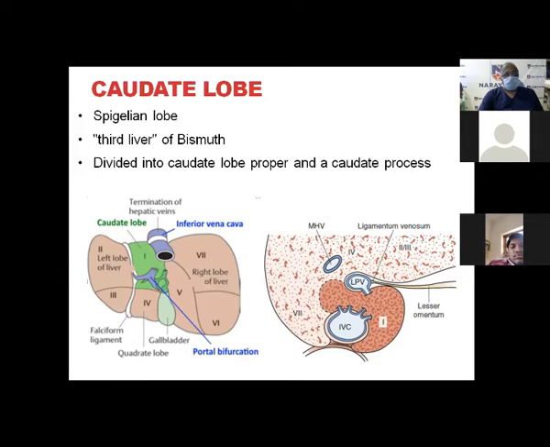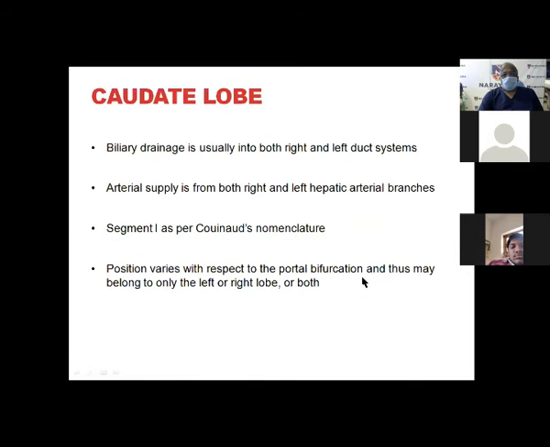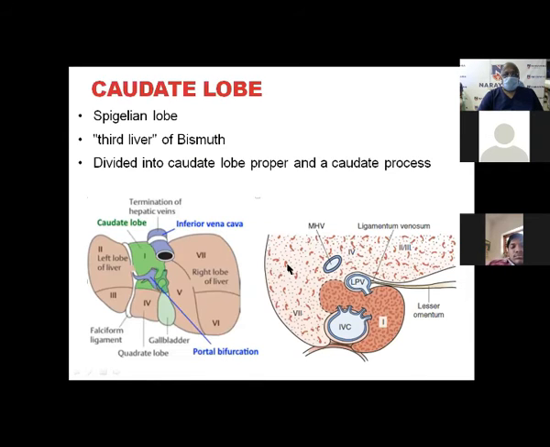The caudate lobe is otherwise known as the Spigelian lobe. Bismuth called it the third liver, divided into the caudate lobe and caudate process. This is the caudate lobe, this is the caudate process, and that is the left portal vein. This is the IVC, this is the middle hepatic vein. This segment 4 is just anterior to it, superior to it, and this is segment 2 and 3. And once you go like this, you get the right lobe of the liver. So it's beautifully given here.